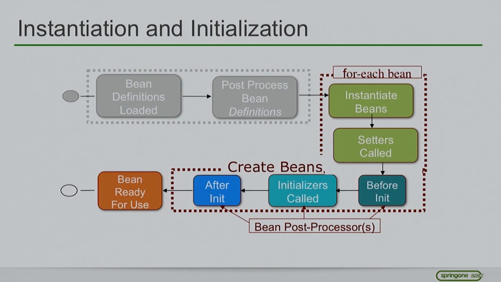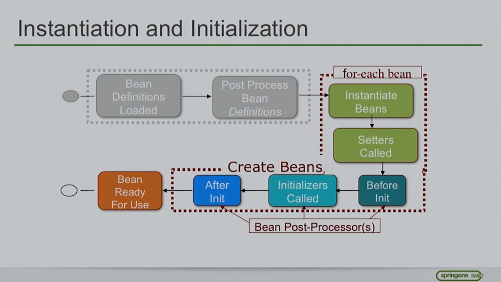Then, for every bean that's in the Bean Factory, we're going to iterate over each bean, instantiate them in the proper order, call their setters, pass in those dependencies or properties. Then we go through a series that we call before initialization and after initialization.